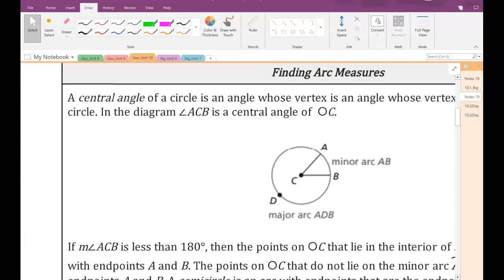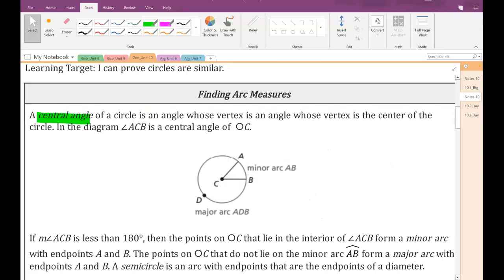And how arc measurements are made is by what's called a central angle. So a central angle is just an angle that has its vertex, or one of its corners, at the center of our circle. So in the diagram here, ACB is a central angle because C is the center of our circle. And we know to name an angle, we need 3 points. So ACB we would call a central angle.